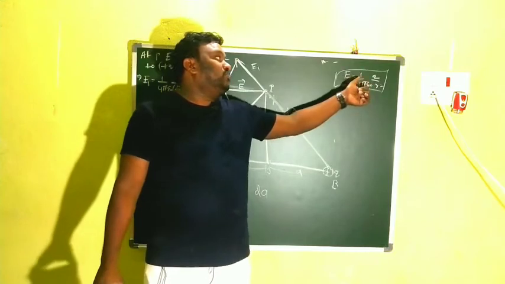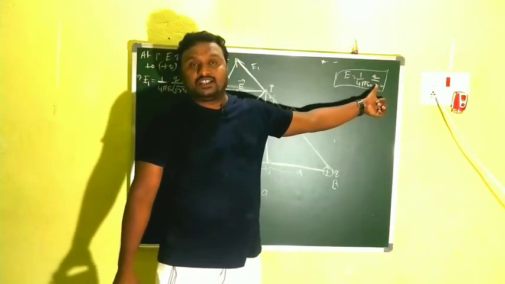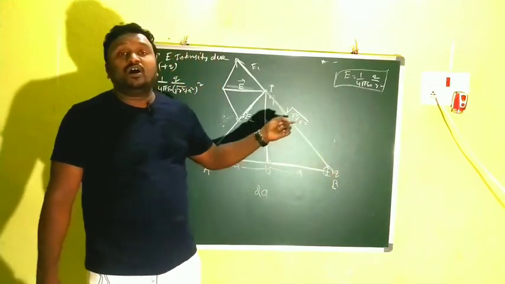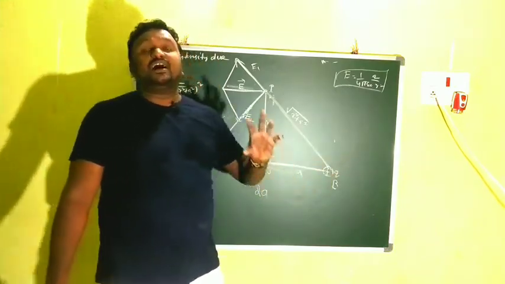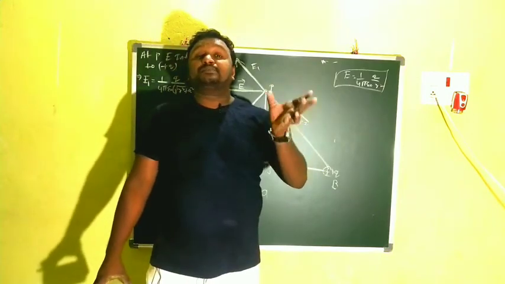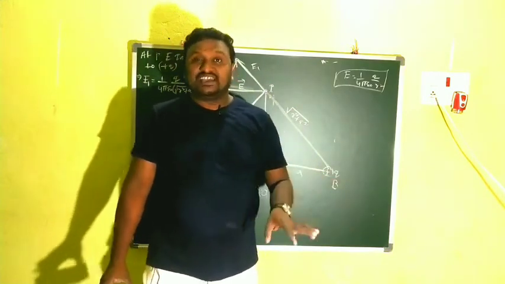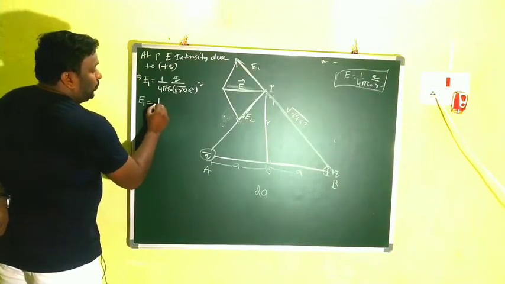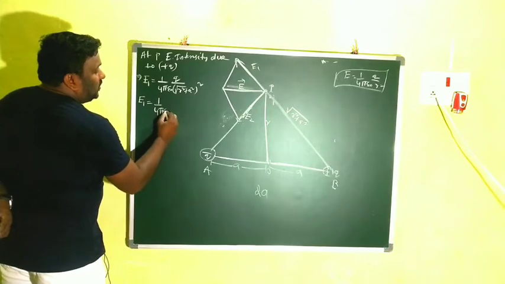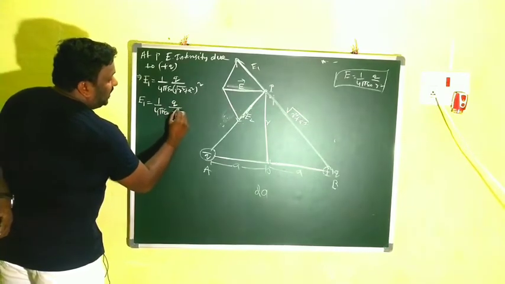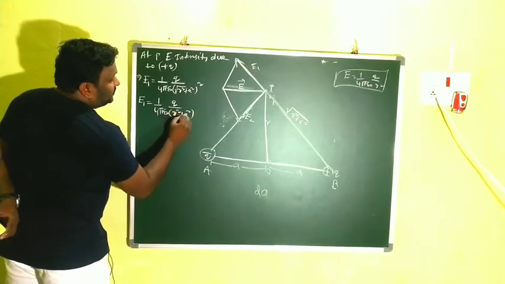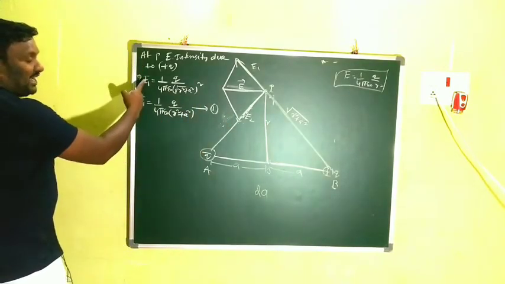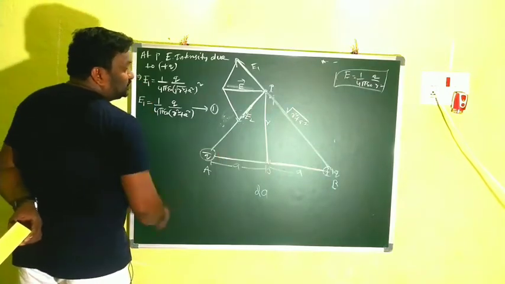E is equals to 1 by 4 pi epsilon naught Q by R square. Here, what is the distance from plus Q charge to the point? Under root of R square plus A square. So under root of R square plus A square whole square means R square plus A square. That's why I am writing E1 is equals to 1 by 4 pi epsilon naught into Q by R square plus A square. Now this is equation number 1. Clear? This is the electric field intensity because of plus Q charge.